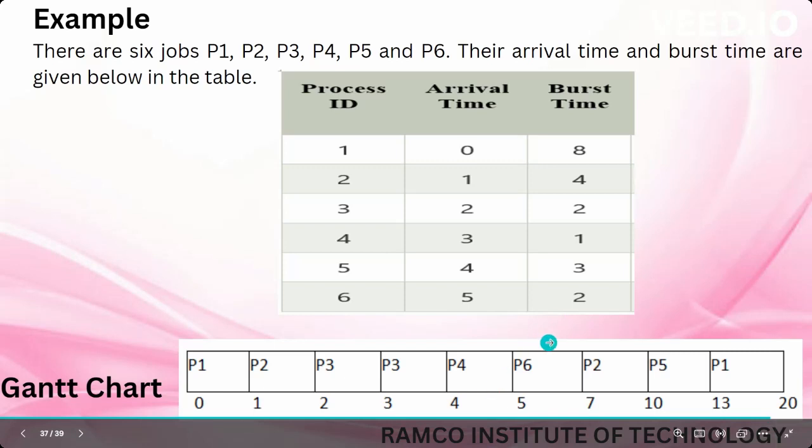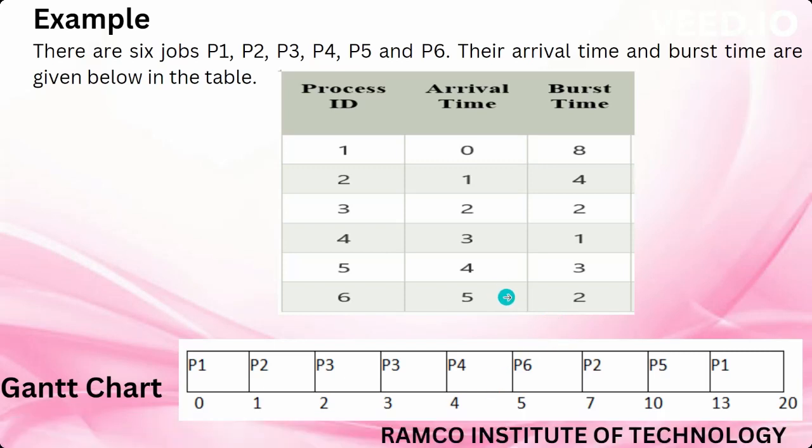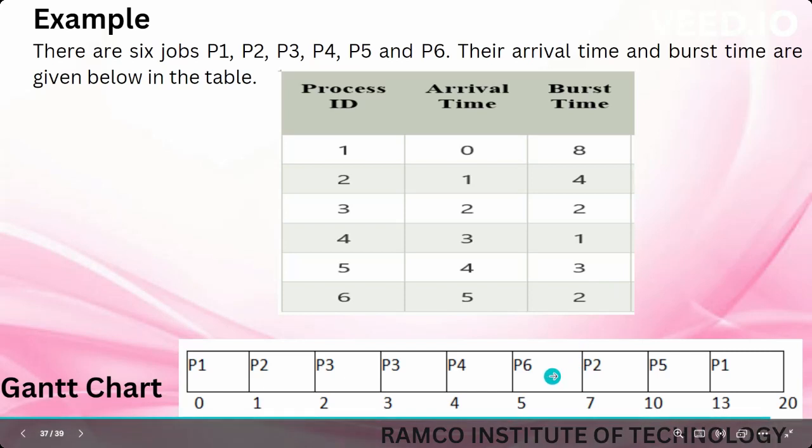After that, the process P6 arrives at time unit 5. At this time, the process P4 has completed its execution. So we have only 4 available processes. P1 has 7 units of remaining time, P2 has 3 units, P5 has 3 units, and P6 has 2 units of remaining time. So the burst time of P6 is the least among all the processes, and P6 is scheduled next. P6 will be executed for the next 3 units of time.